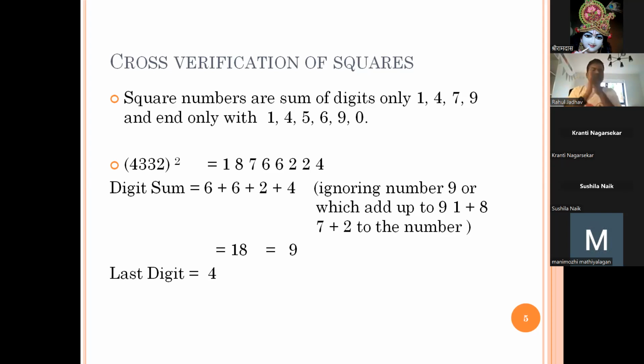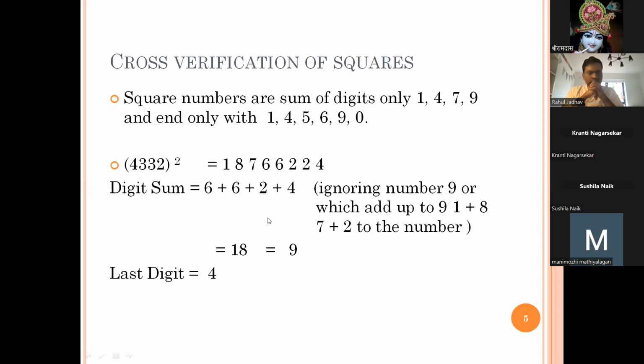So remember that: 1, 4, 5, 6, 9 and 0. These are the ending numbers for any square. For example, we calculated the square of 4332 as 18766224. If we calculate the digit sum, as we learned in the rule, you can ignore the number 9 or digits which add up to 9. So 8 plus 1, 9, we can ignore; 7 plus 2 we can ignore. Because 9 has no meaning when we are calculating the digit sum.